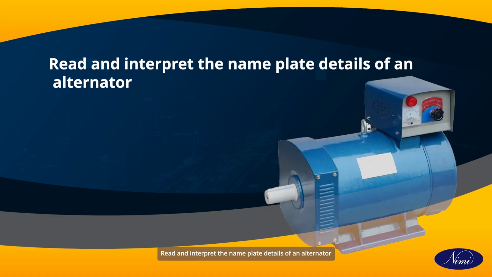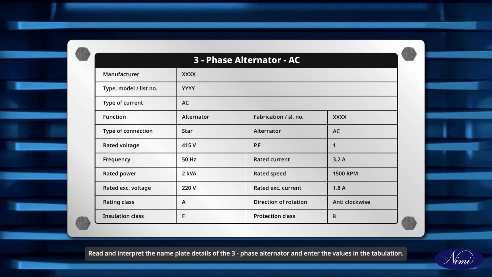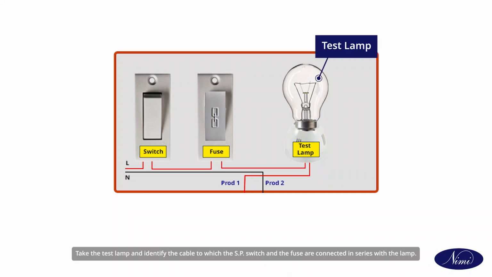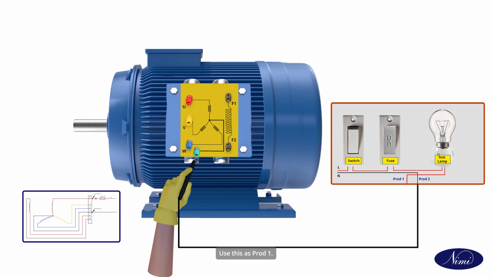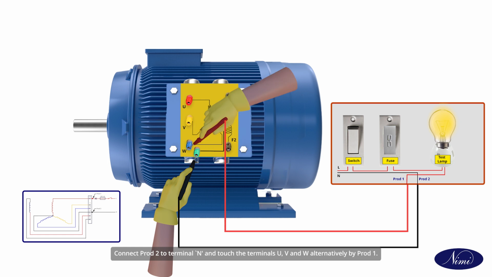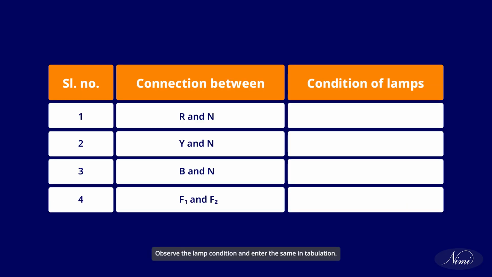Read and interpret the nameplate details of an alternator. Read and interpret the nameplate details of the 3-phase alternator and enter the values in the tabulation. Conduct continuity test by using a test lamp. Take the test lamp and identify the cable to which the SP switch and the fuse are connected in series with the lamp. Use this as prod 1. Connect prod 2 to terminal N and touch the terminals U, V and W alternately by prod 1. Observe the lamp condition and enter the same in tabulation.